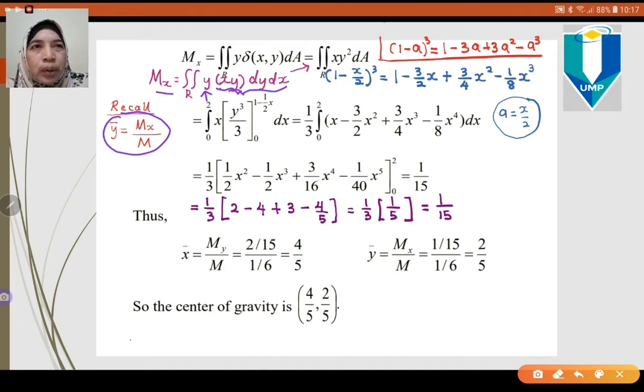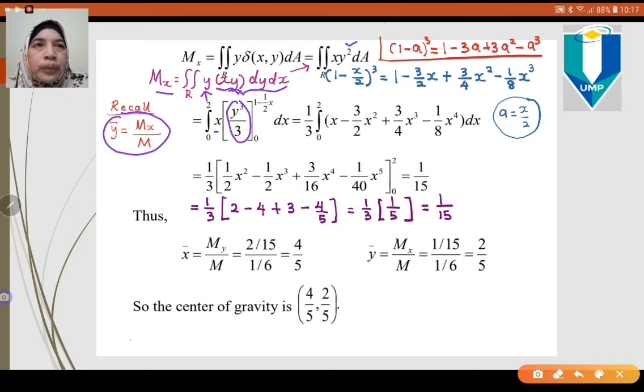So y times y will give you y squared. So we have y squared times x, and to integrate y squared, you will get y cubed divided by 3. Notice that x here is fixed because we integrate with respect to y. So we just leave the x alone here.